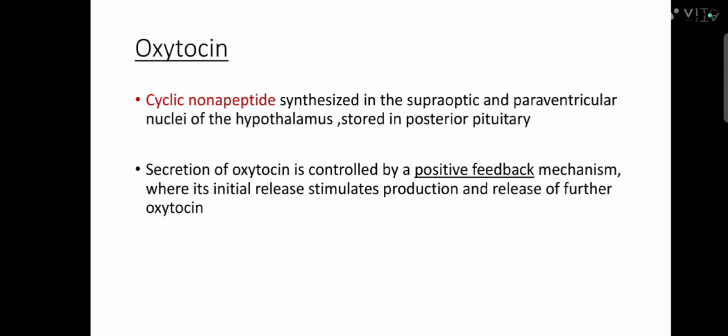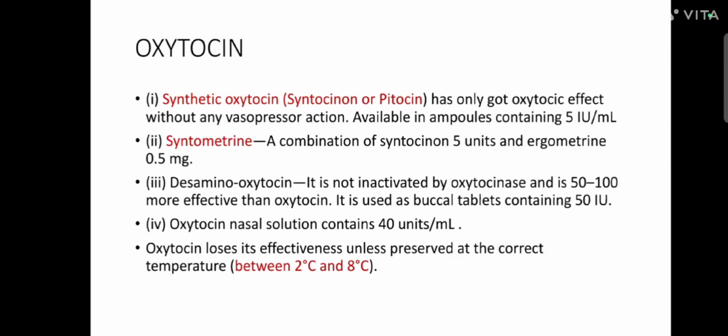These secretions are controlled by a positive feedback mechanism, that is, the initial release stimulates the production and release of further oxytocin. It is released at the time of parturition, and it is also released at the time of milk ejection when the baby is sucking the breast.